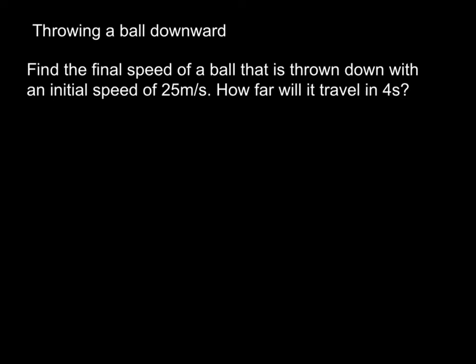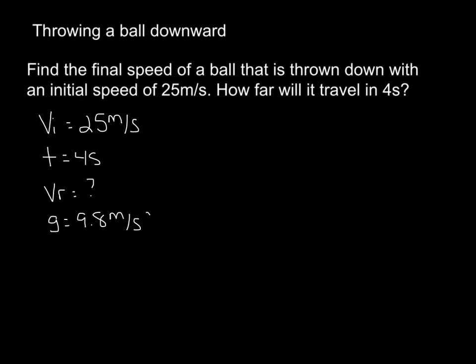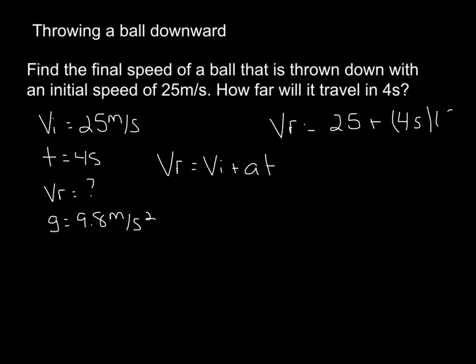In this problem, we are given that the initial speed is 25 meters per second. The time is 4 seconds. We want to know the final speed, and we always know gravity is 9.8 meters per second squared. Our formula is going to be Vf equals Vi plus At. So we're going to have Vf equals 25 meters per second plus 4 seconds times 9.8.